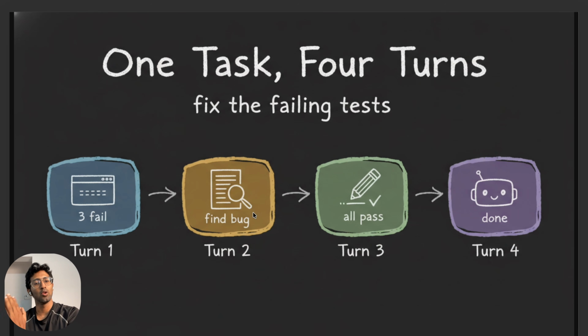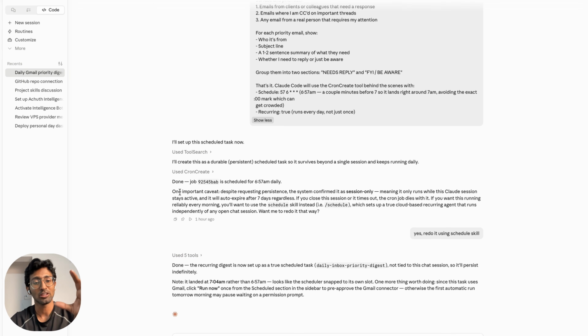So what happens in a loop is it tries to fix the failing test. Like let's say that there are 3 fails. It finds that there's a bug and it tries to fix it. And once it passes all the tests, it gives you the final result. In simple terms, so this part where we are using cron create, there are some similar tools like cron list and cron delete, which are part of the agentic loop.